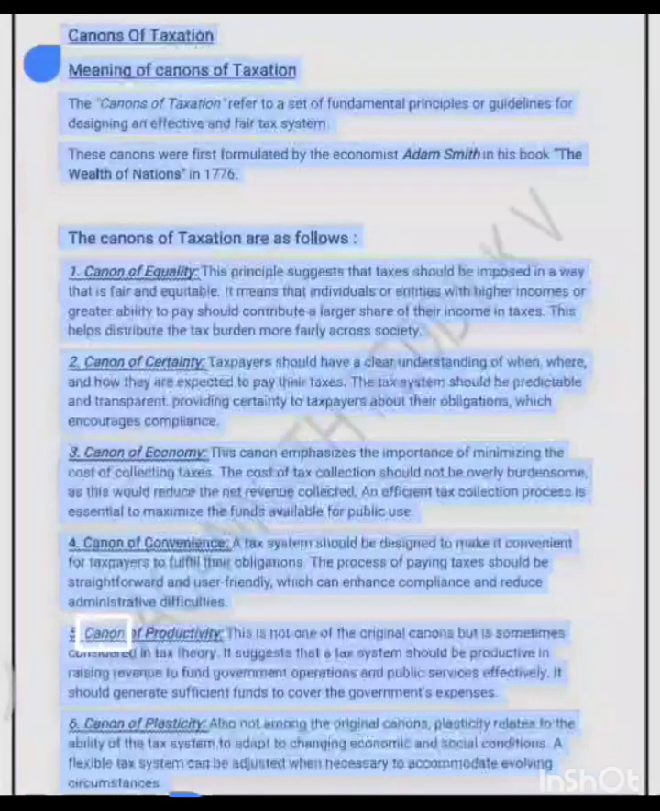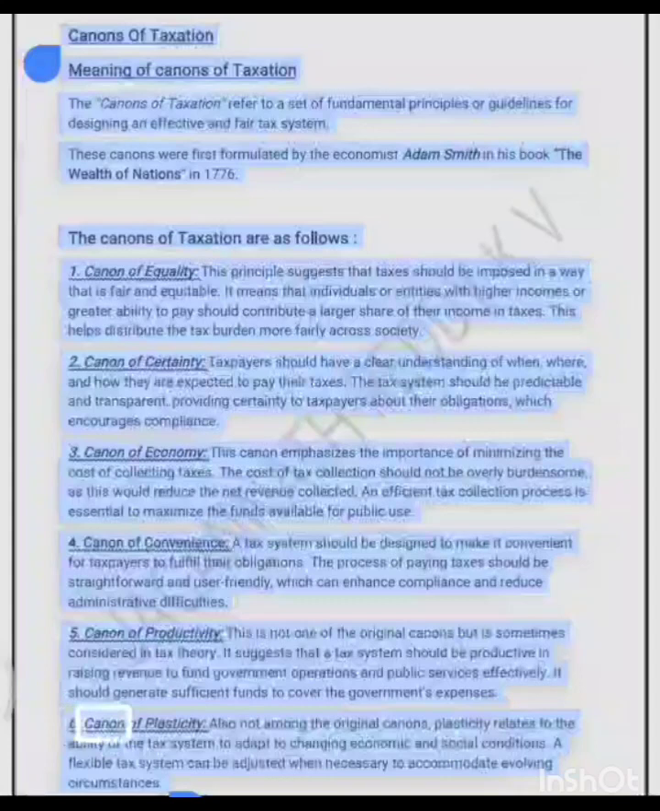5. Canon of productivity. This is not one of the original canons but is sometimes considered in tax theory. It suggests that a tax system should be productive in raising revenue to fund government operations and public services effectively. It should generate sufficient funds to cover the government's expenses.